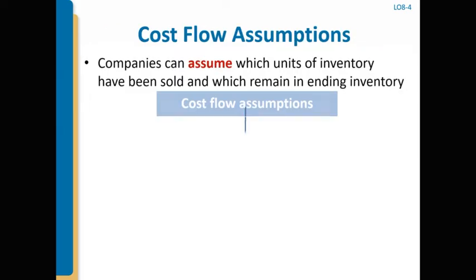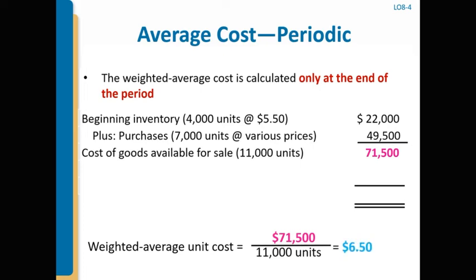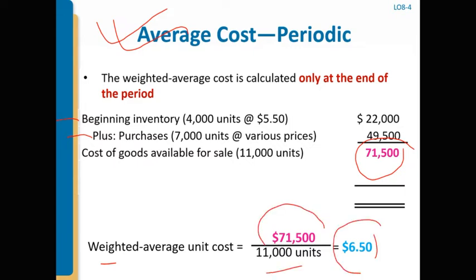Specific identification, the average, first in first out, and last in first out: these are the three cost flow assumptions. Okay, the average cost under the periodic system. Be careful about the periodic system; most probably in the exam you will be tested on the periodic system. The weighted average cost is calculated only at the end of the period. So beginning plus purchases gives goods available for sale, total in units, and the weighted average unit cost will be total cost divided by total number of units. This is the average cost.